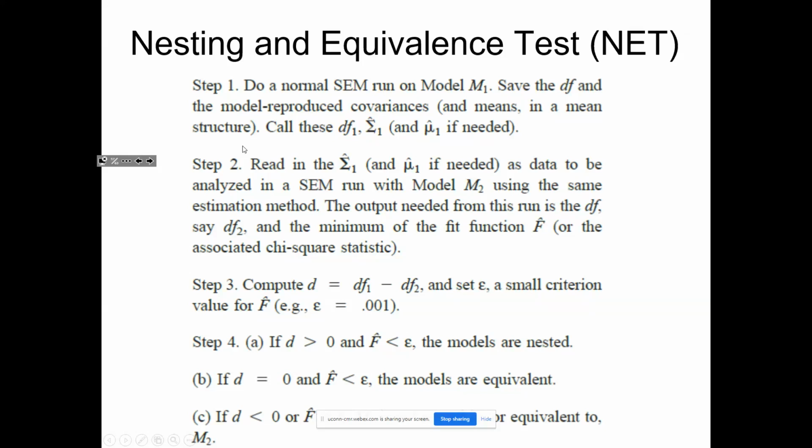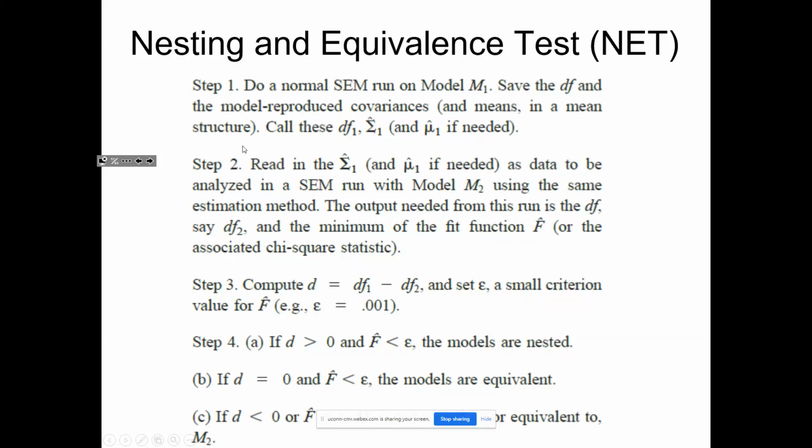And now here's the logic. Let's think about this. I take this simpler model, and I take the model implied variance covariance matrix from this simpler model. If I fit a more complicated nested model to that, how should it fit? And again, it's not the regular sample variance covariance matrix anymore. It's the model implied variance covariance matrix, which may or may not fit the sample variance covariance matrix, remember, but is generated from the parameters in my model.